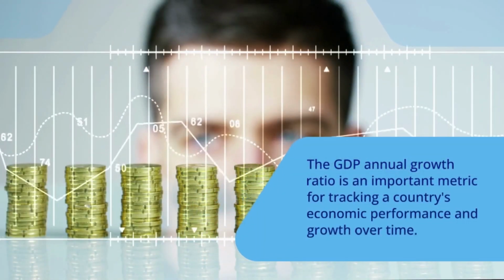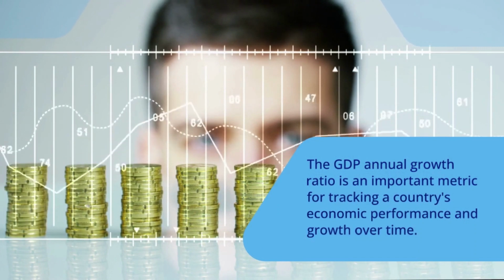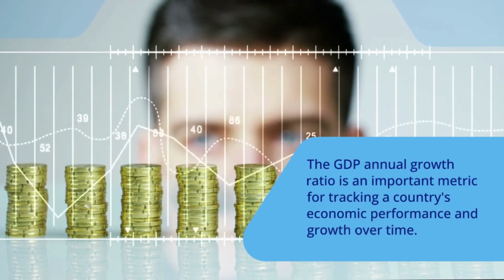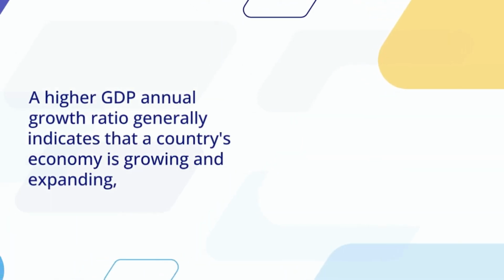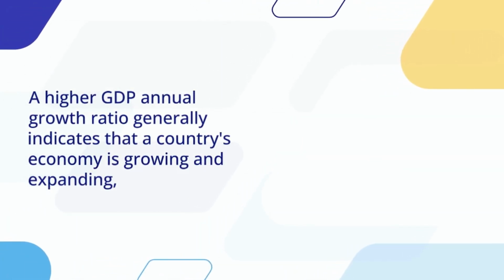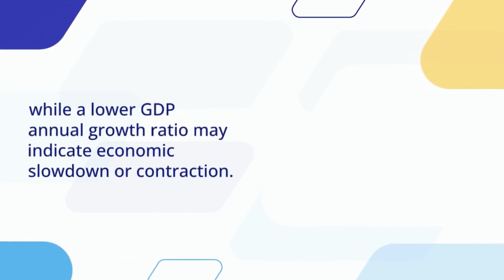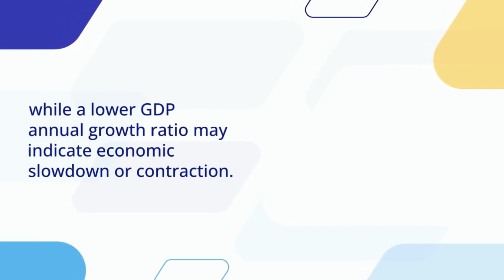The GDP annual growth ratio is an important metric for tracking a country's economic performance and growth over time. A higher GDP annual growth ratio generally indicates that a country's economy is growing and expanding, while a lower GDP annual growth ratio may indicate economic slowdown or contraction.